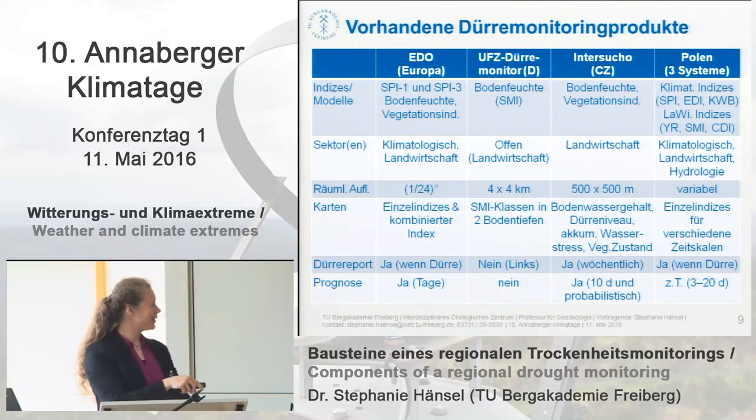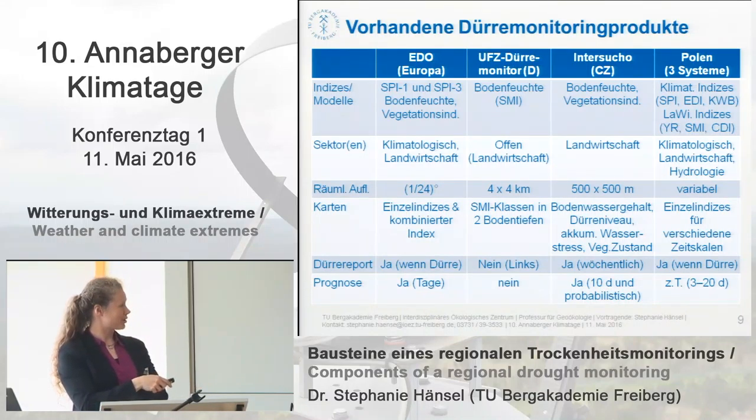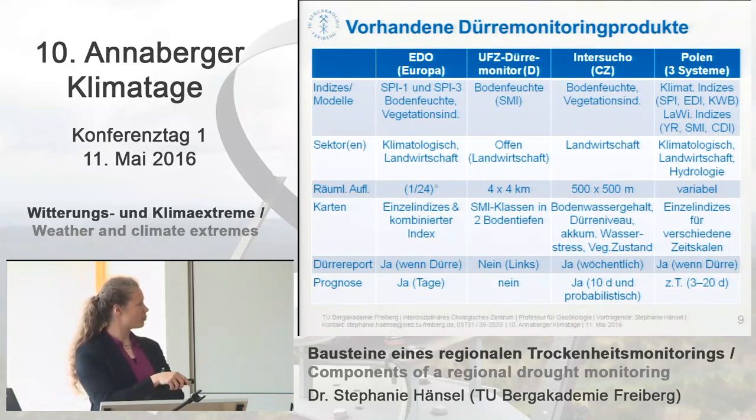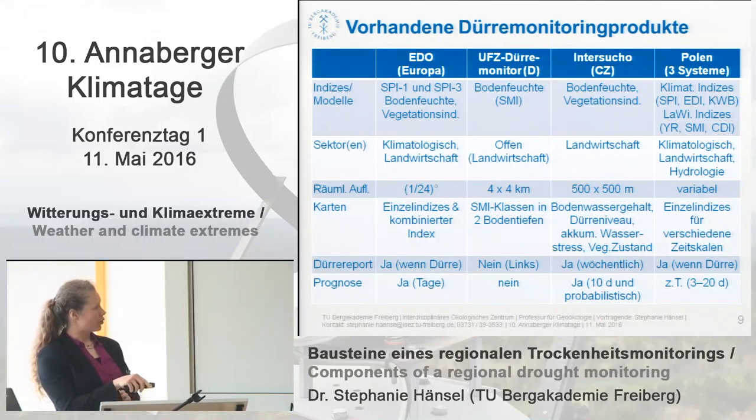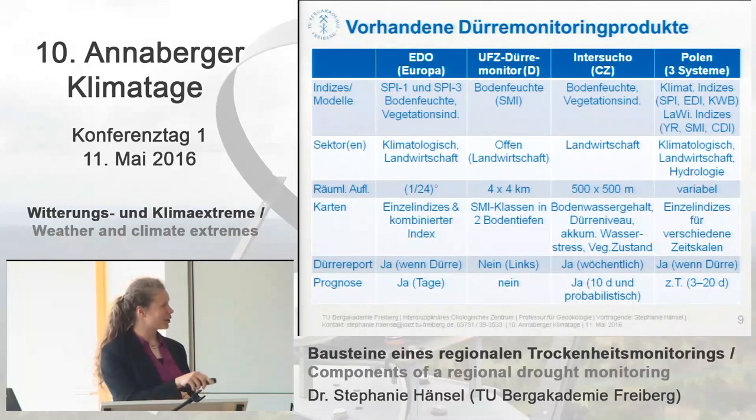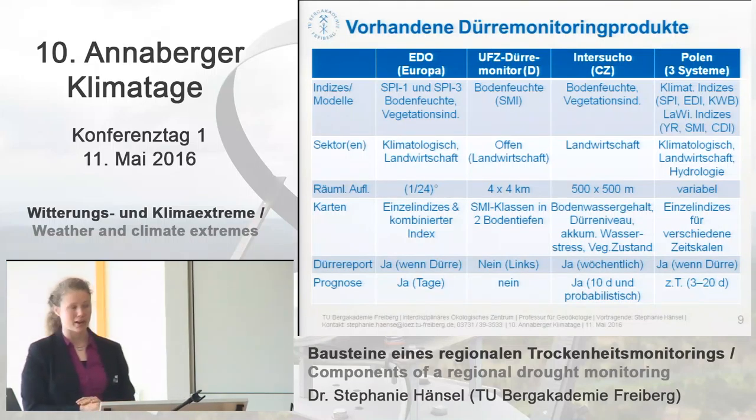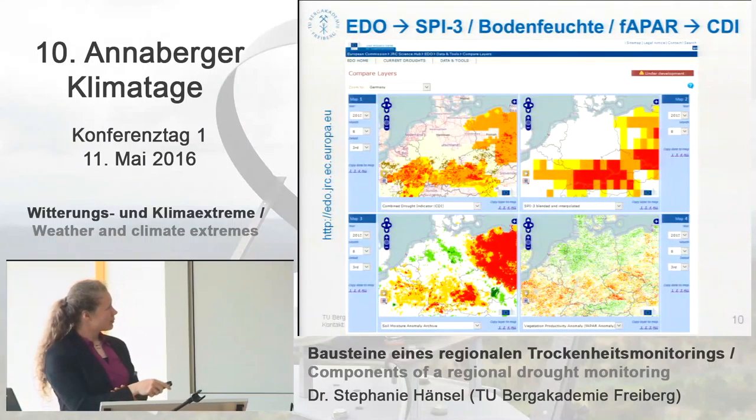As to the forecast, the prognostics, it was a wish uttered by all of the interviewed people. For the EDO system, we have a kind of forecast for the following days. For the UFZ monitor in Germany, we don't have any forecast. For the Czech system, there are two variants, a short-term forecast based on weather forecast data and a probabilistic forecast for the next few months. And for the Polish system, some of them have an integrated forecast module between 3 to 20 days forward in the future.